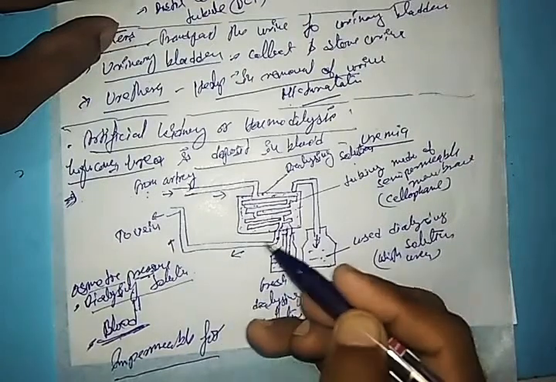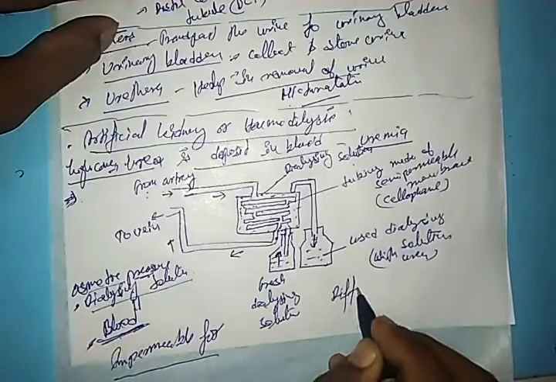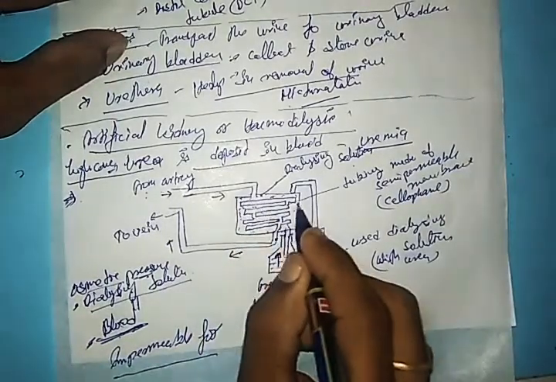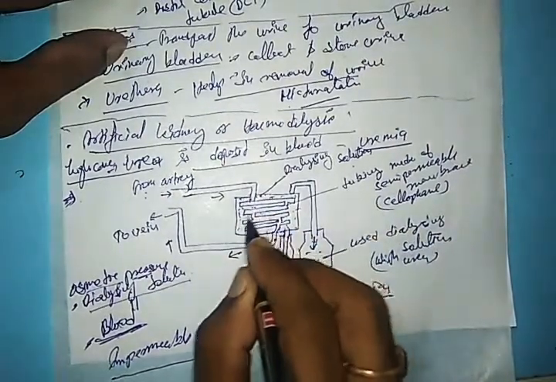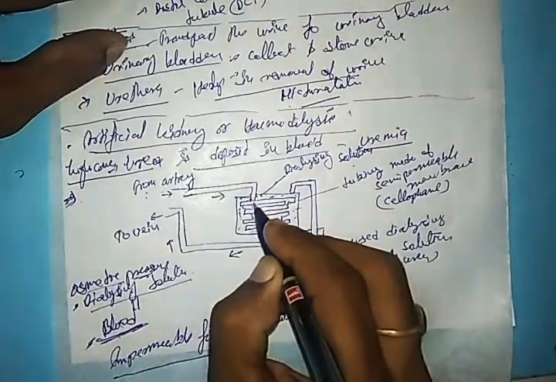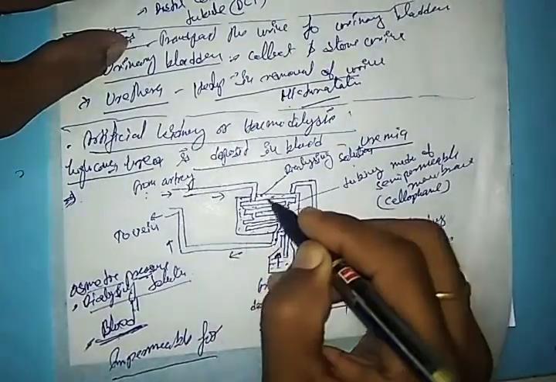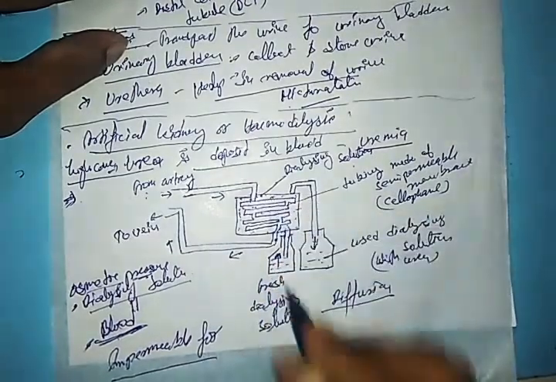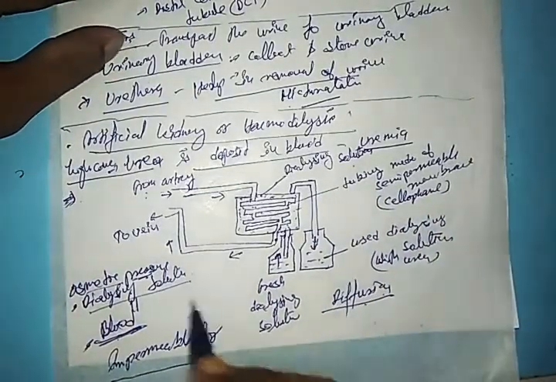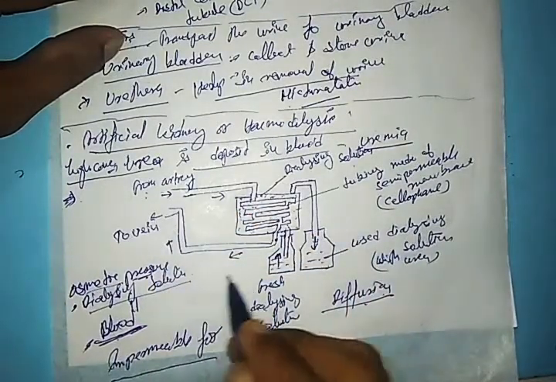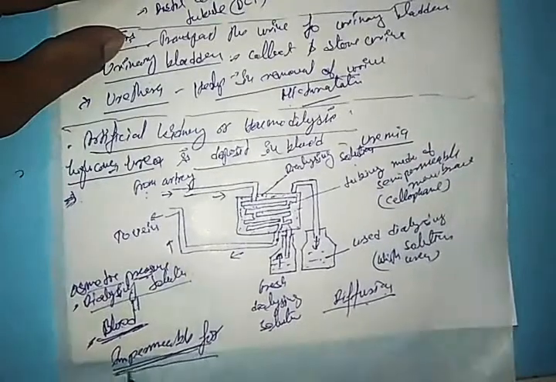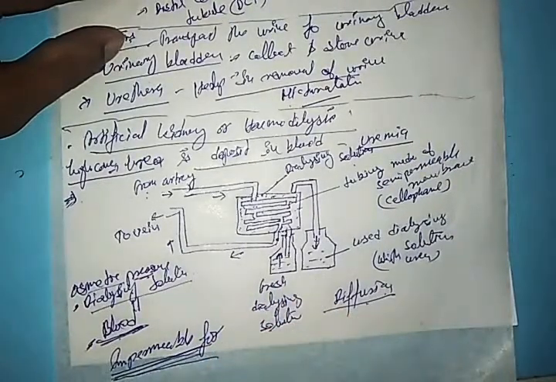Okay, but the blood carries a high amount of nitrogenous waste that is not present in the dialyzing solution. That's why, by the simple diffusion process, because a high concentration of urea is present in the blood, the urea moves out of the semi-permeable membrane tubing system into this dialyzing solution. But for all other substances present in the blood, these tubes are impermeable. That's why they cannot come out into this dialyzing solution.